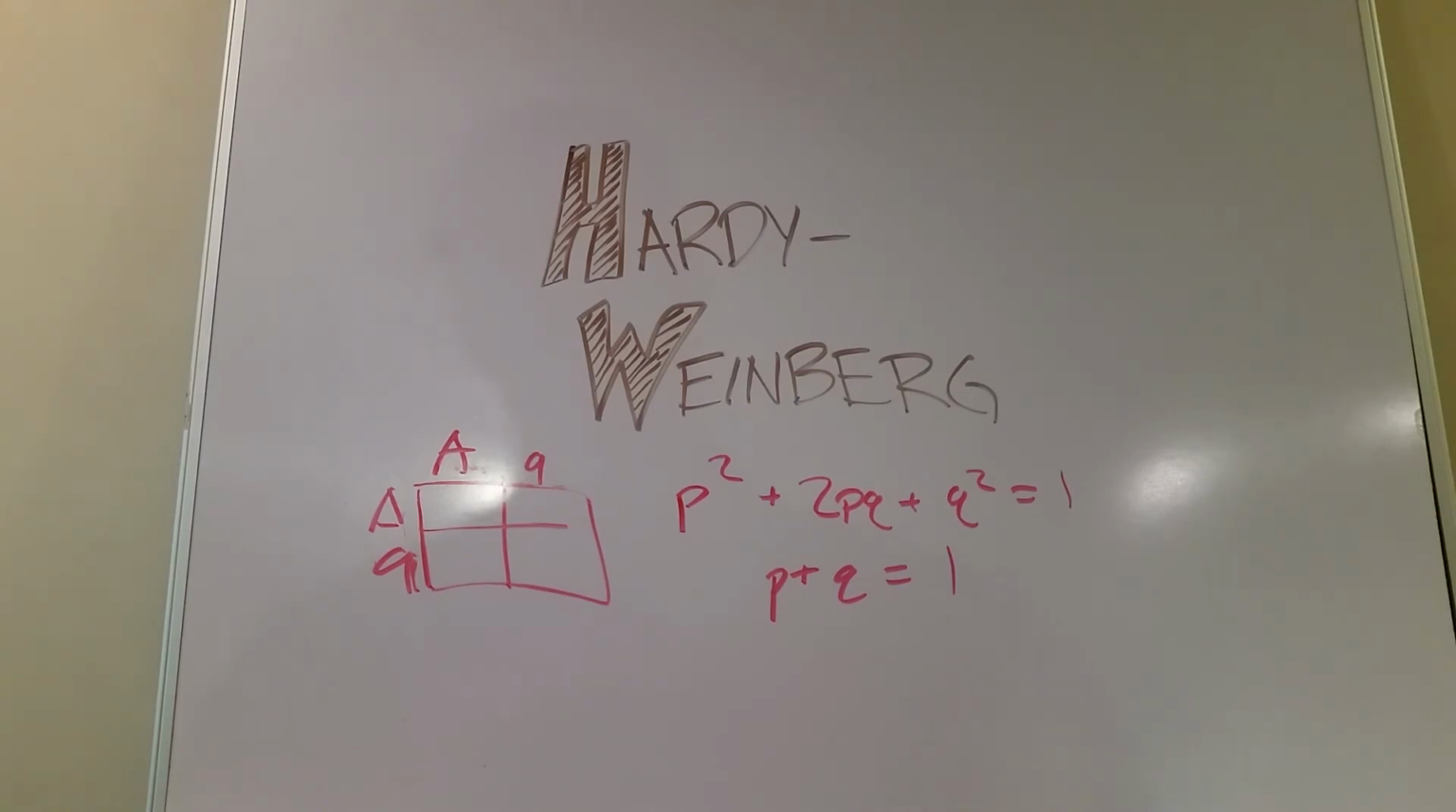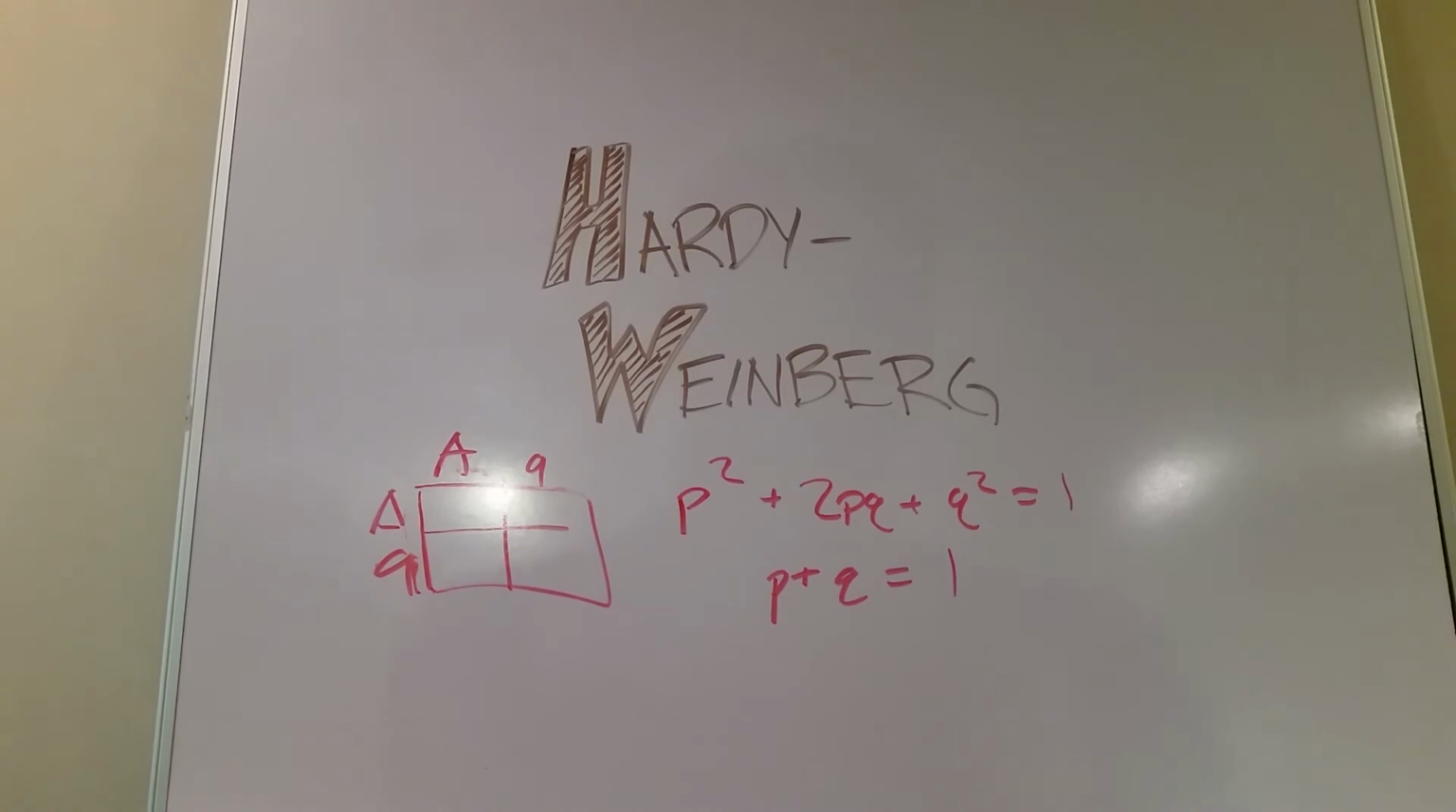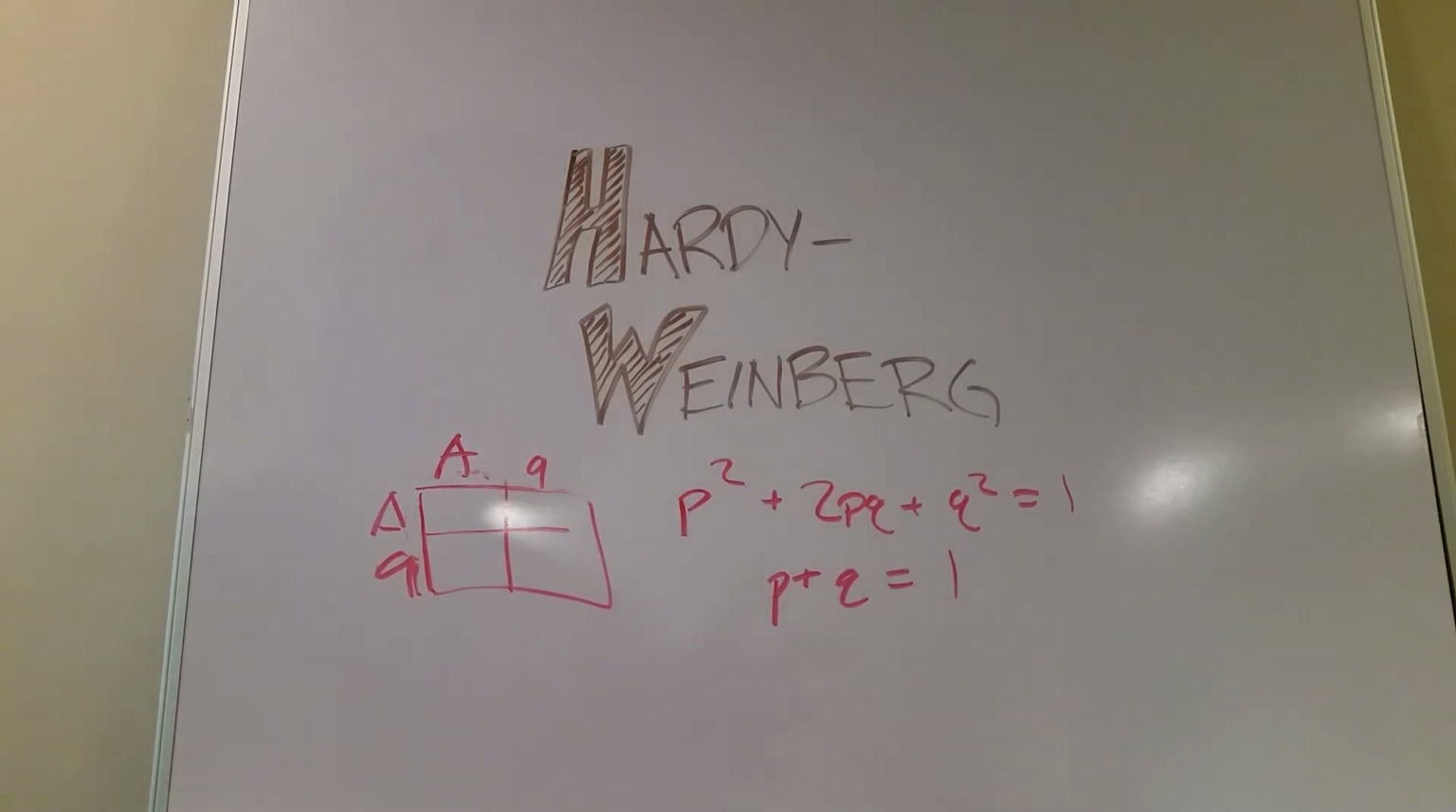The second equation, P plus Q, basically means all your alleles that are dominant and all your alleles that are recessive together have to equal 100%, because those are the only two options. So it makes pretty good sense when you think about it.